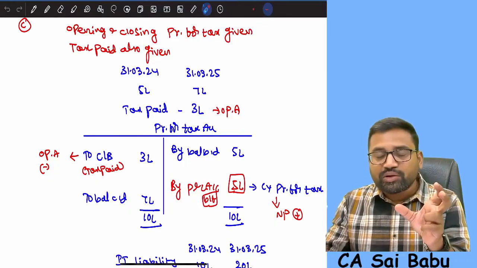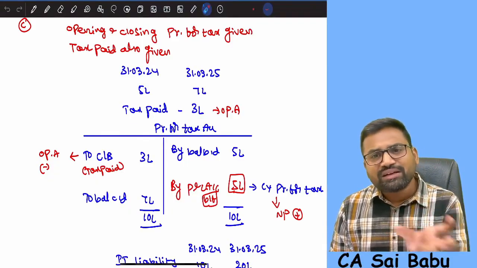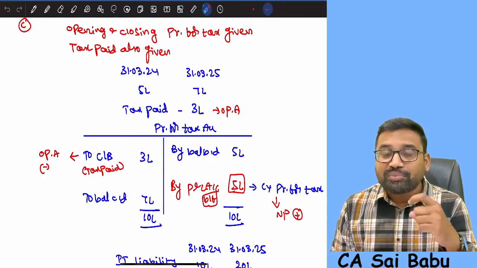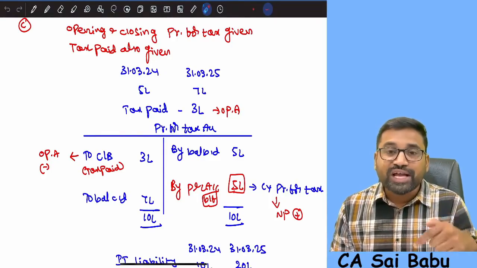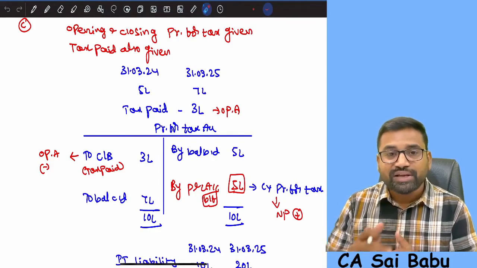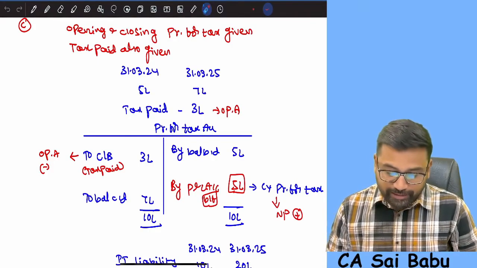Suppose opening given, closing given, tax paid given. If it is given, directly consider in operating activity. And the balance figure is nothing but current year provision for tax. When net profit before tax is not available in the indirect method, you want to find out cash flow from operating activities. For that, this provision for tax you should add back.